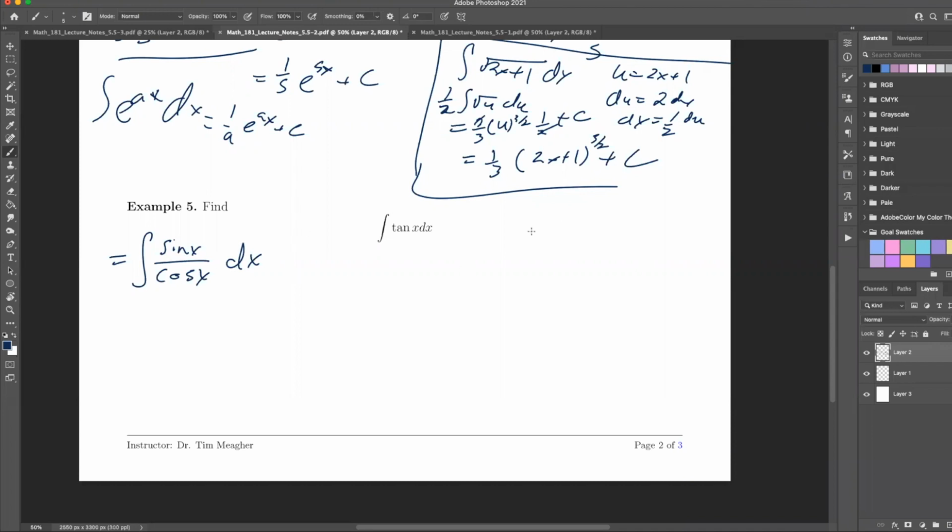These are the same. So I'm going to let u equal to cosine of x. That means du equals the derivative of this, so minus sine of x dx. And the reason I chose cosine, you can choose sine or cosine, it doesn't matter. You'll get to the same answer, right?